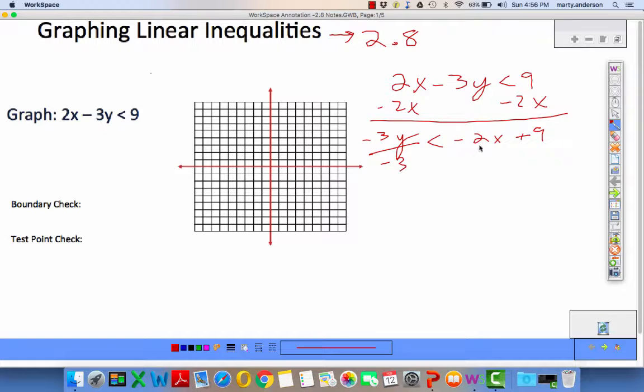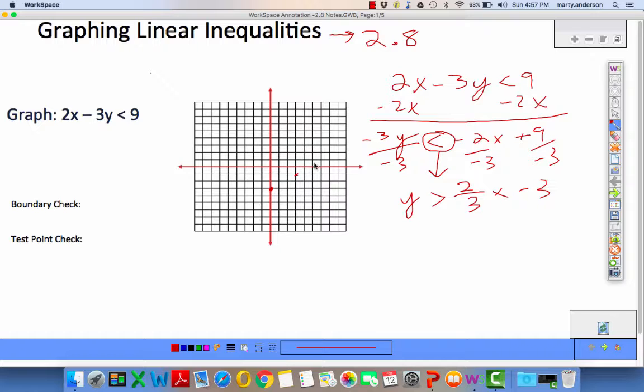Divide everything by negative 3. If I divide by a negative, I must remember to change the sign from less than to greater than. I end up with y is greater than 2/3 x minus 3. Graph the line, go down to negative 3, a point there. Apply the slope of 2/3, up 2, right 3. You can do it again if you so choose, up 2, right 3.